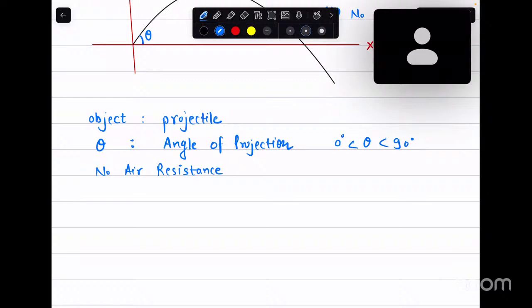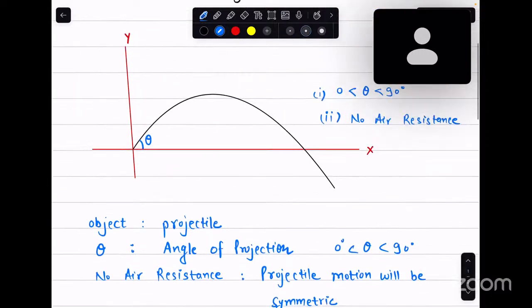No air resistance, which means projectile motion will be perfectly symmetric. Perfectly symmetric means if we have a point here, point P, and on the same level we have another point Q, then the height of point P and height of point Q are exactly the same.